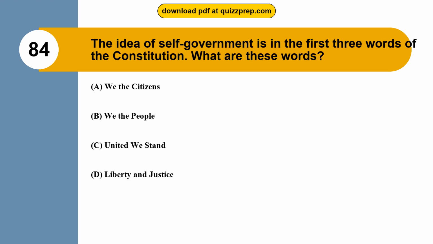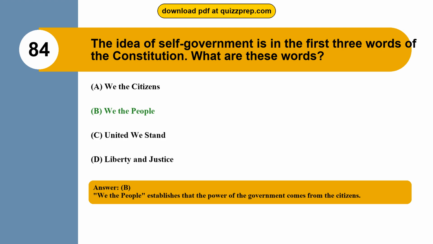Question 84. The idea of self-government is in the first three words of the Constitution. What are these words? Option A, we the citizens. Option B, we the people. Option C, united we stand. Option D, liberty and justice. The correct answer is option B, we the people. We the people establishes that the power of the government comes from the citizens.